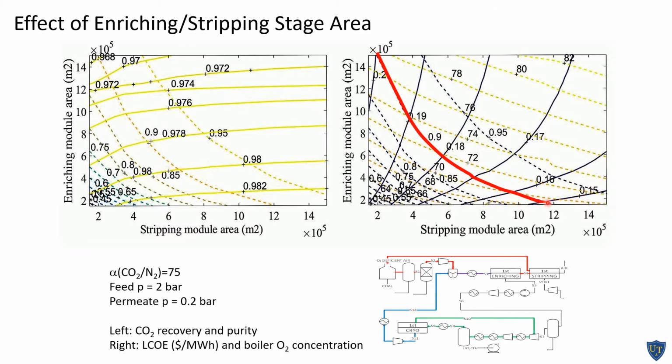So what would really determine where we want to be along this line is we want to be as far as possible toward the lower right here, but we're going to stop when we reach the limiting value for the oxygen concentration in the feed air to the boiler, whether it be 18% or 19%. So it's a very interesting result about the relationship between the areas of these two stages.